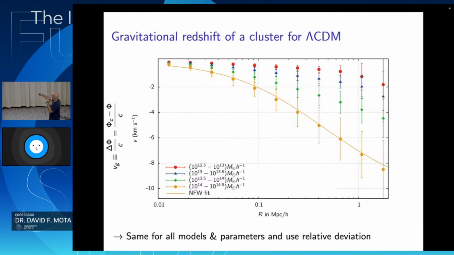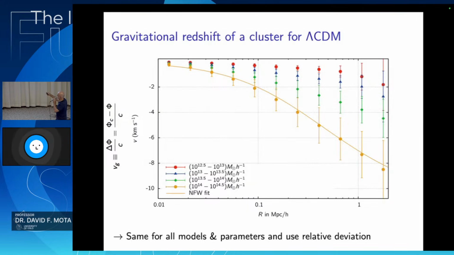If I go to the outskirts of my halo, of my dark matter halo, of my galaxy cluster, I'm going to measure redshifts of photons which are coming from the outskirts of the halo. So the difference in the redshift is almost nothing. Basically, photons which are already on the outskirts of the halo are almost not redshifted with respect to photons coming from deep inside the halo.